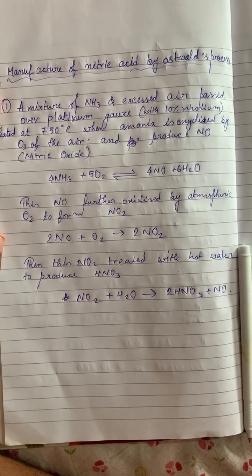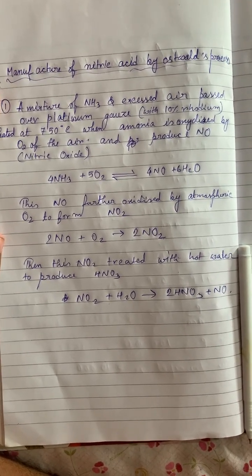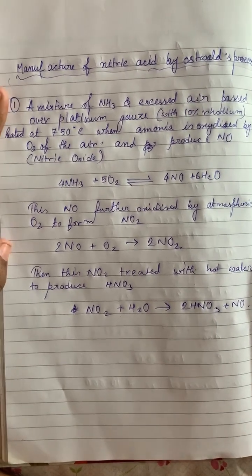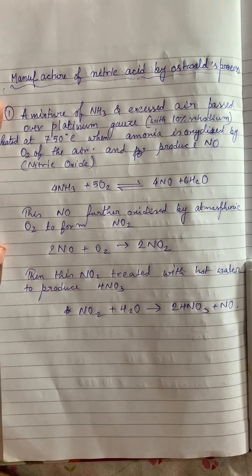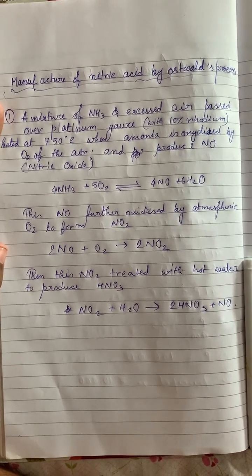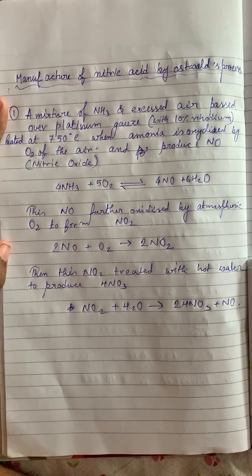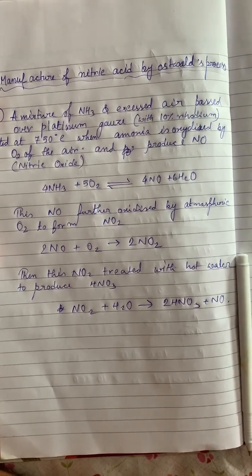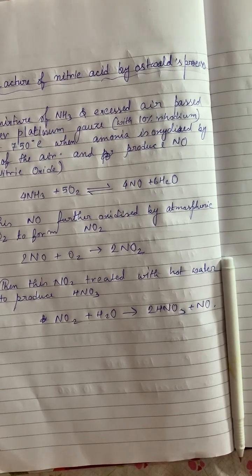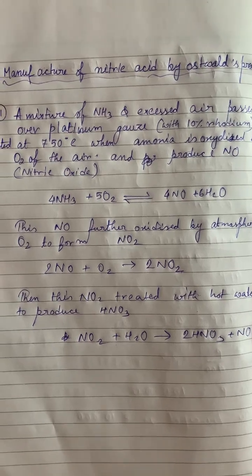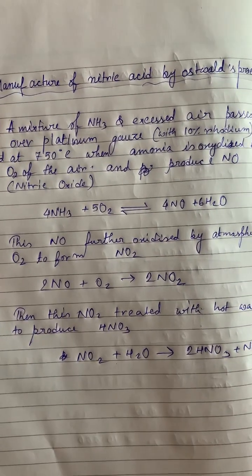Now if we treat this nitrogen dioxide with hot water, again we have to remember the point, which is hot water, then this nitrogen dioxide will produce HNO3. So 3NO2 plus H2O is equal to 2HNO3 plus NO. So in this Ostwald method we have to remember some details.